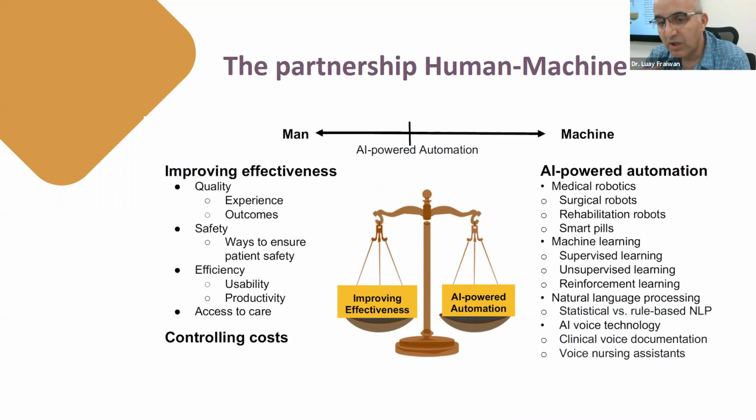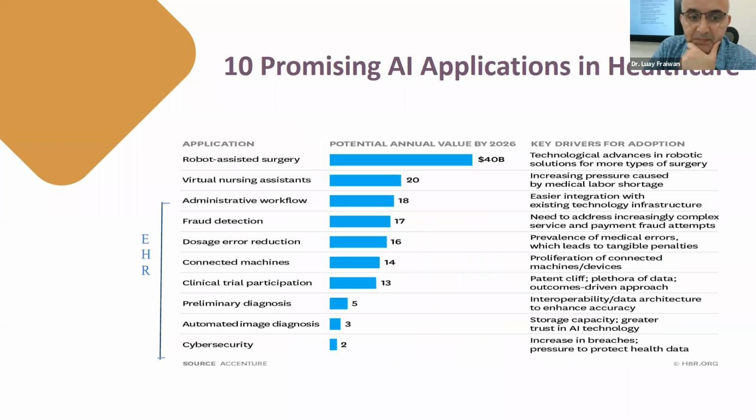What are we talking about? We are talking about medical robotics, surgical robots, rehabilitation robots, smart pills, dispensers. Okay, we use some kind of machine learning for diagnosis. We use natural language processing. That is AI-powered automation. While as humans, we have to worry about the quality of the services, the experience, the outcomes, the efficiency, the productivity, and all these things. Also at the end, the most important part, probably everybody will be talking about controlling the costs.